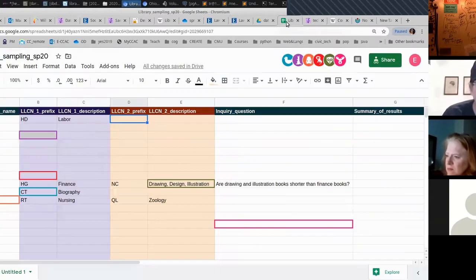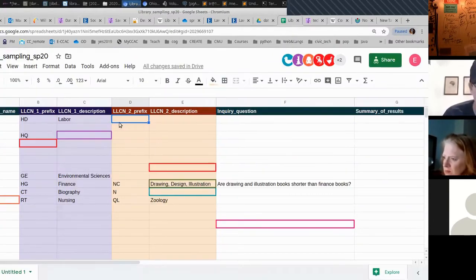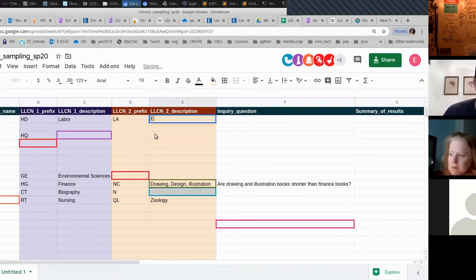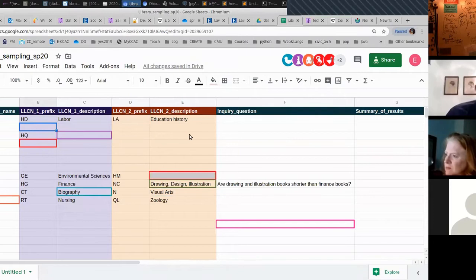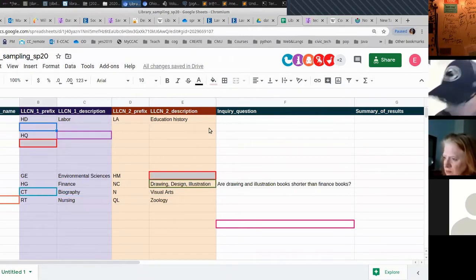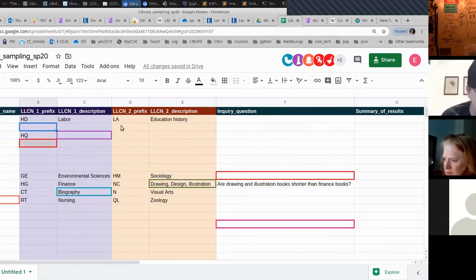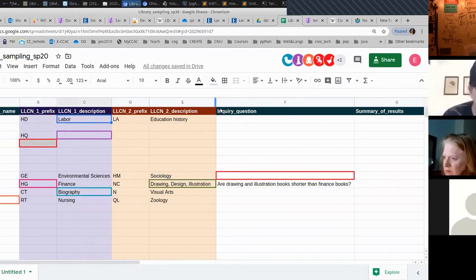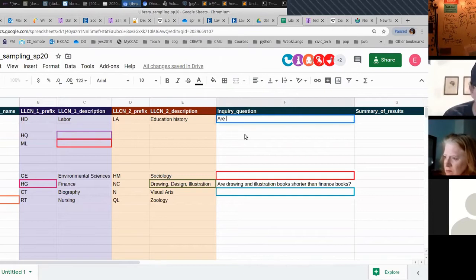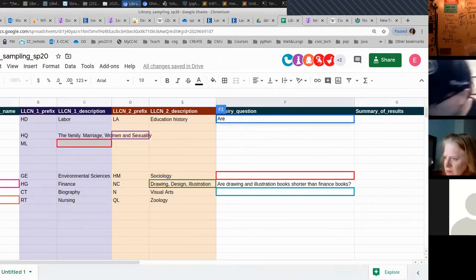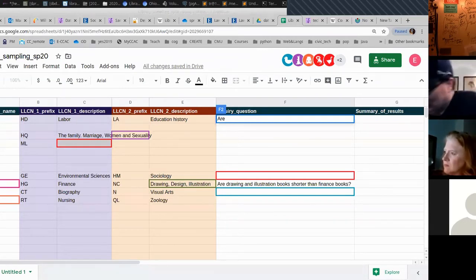So I'm just doing the subclass. Yep, so just two-letter prefix. Okay. Oh, I'm an idiot. It's already written there. I didn't know what they were.